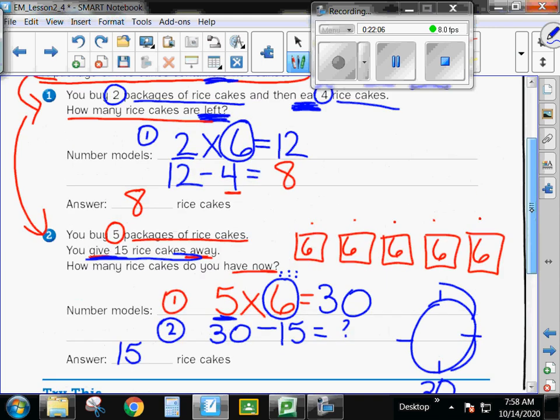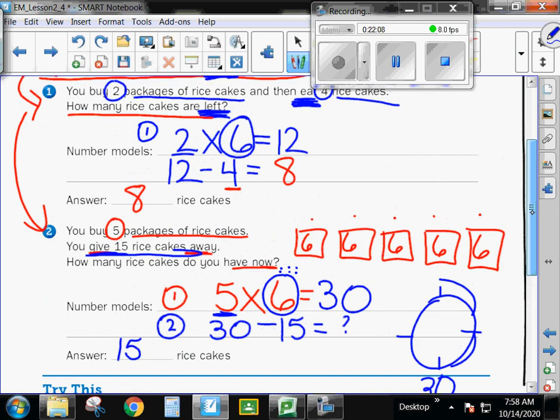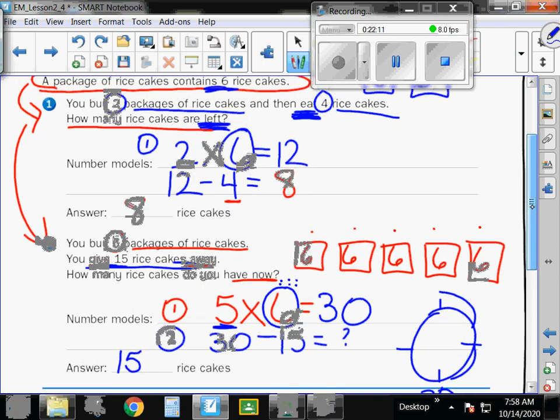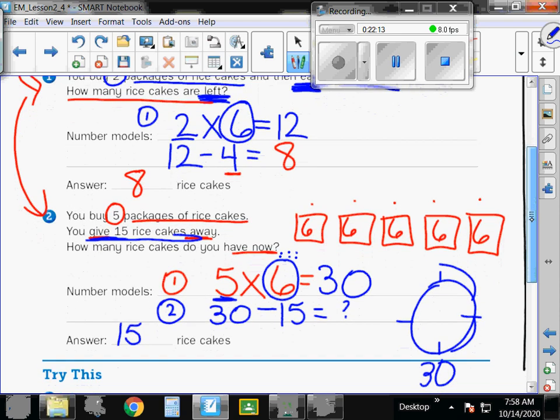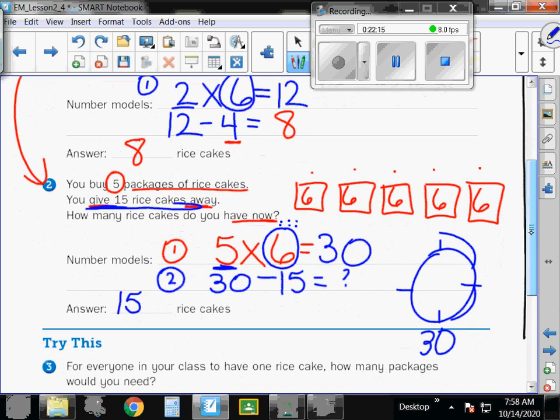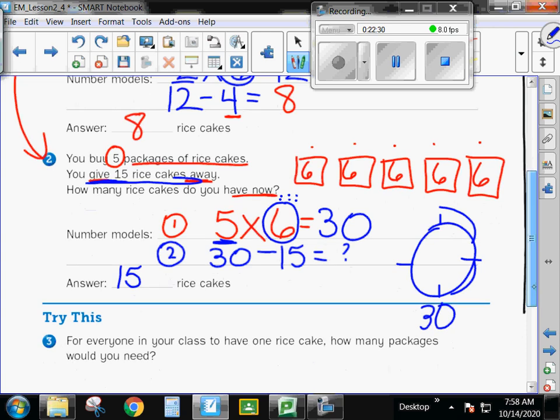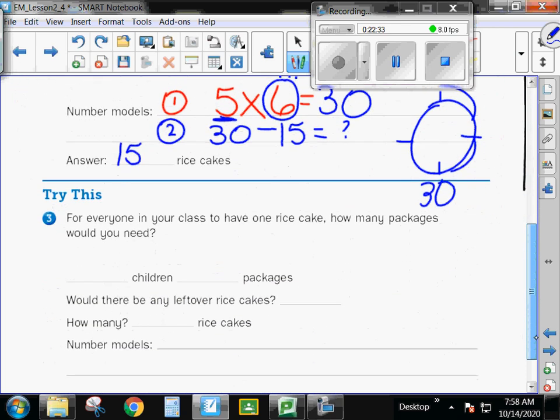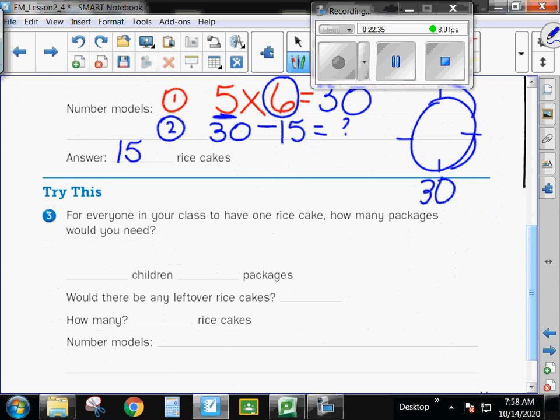And guys, the number models might have thrown you. Sometimes it's a little tricky when you have to figure out number models for more than one step. So just take it step by step. What did you do first? Write that number model. Then what did you have to do? And write that number model. Later on this year, we're actually going to learn how to write two-step number models inside of one problem. It's going to be way cool and it's going to knock your socks off. But for right now, we're just going to write two different number models. All right.